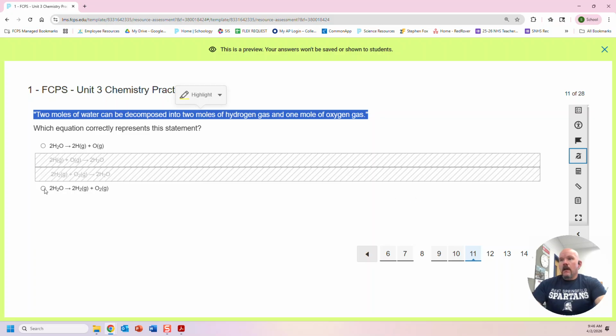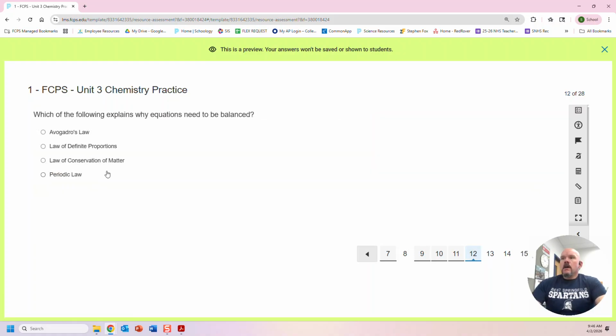Do you remember that hydrogen and oxygen are diatomic elements? So some students are going to forget that and say H plus O. You got to remember it's H2 plus O2. Okay. Which of the following explains why equations need to be balanced? Law of conservation of mass or matter.